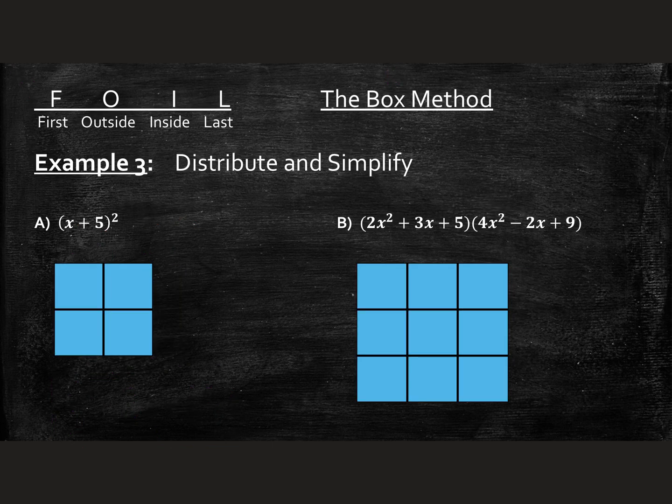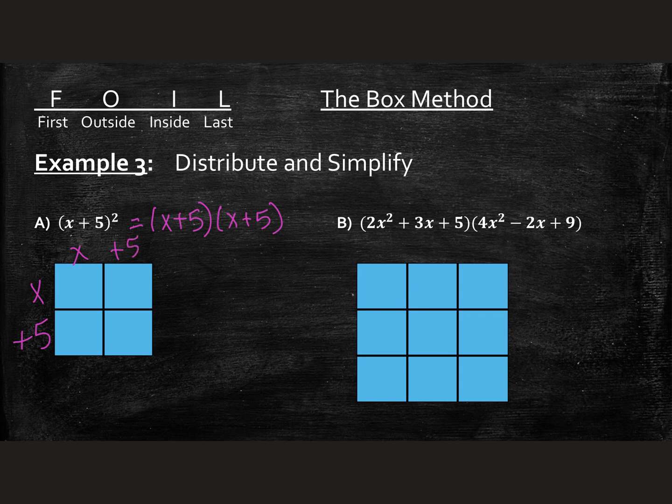Okay, let's look at a couple more examples. We're going to use the box method again. Something I want to point out in this first example, x plus 5 squared. X plus 5 squared is taking x plus 5 and multiplying it times itself. So it really is x plus 5 times x plus 5. So let's go ahead and put those on the outside, x plus 5, x plus 5.